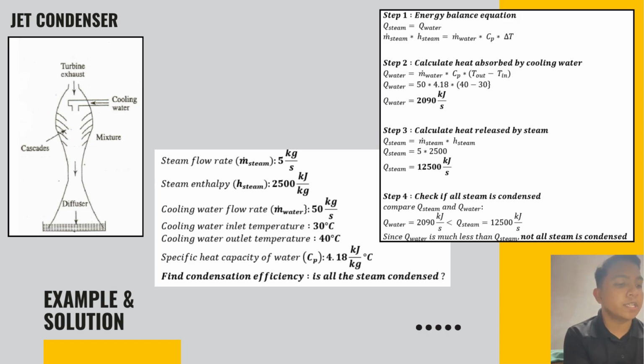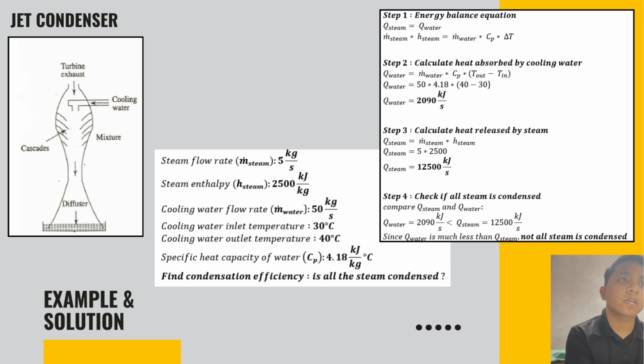In this example of the jet condenser, we need to find the condensation efficiency, and whether all the steam is condensed. This is the solution for the jet condenser. We need to look at it step by step. For step 1, we use the energy balance equation. That means Q steam equals Q water.